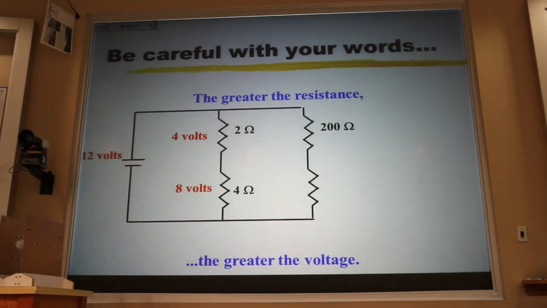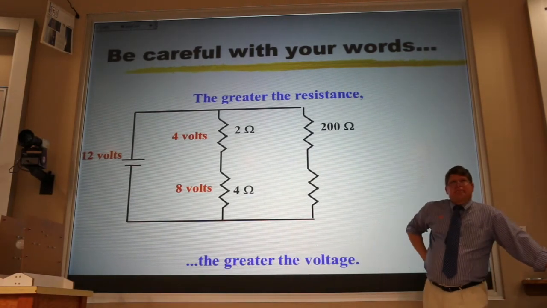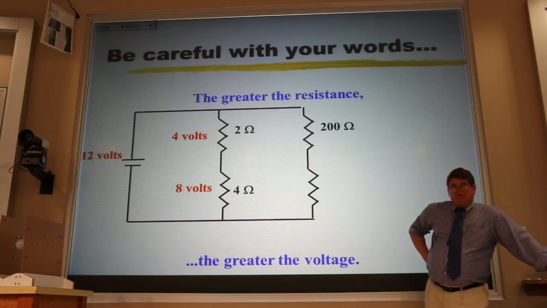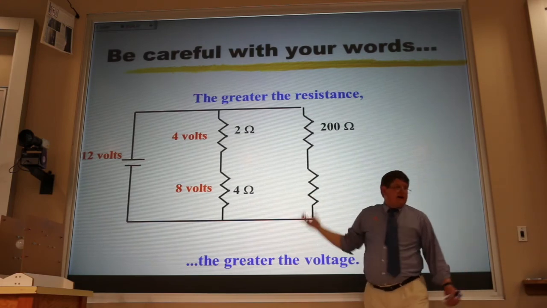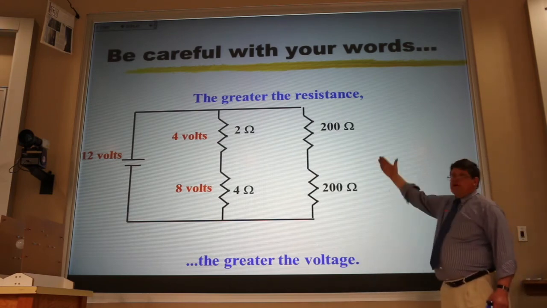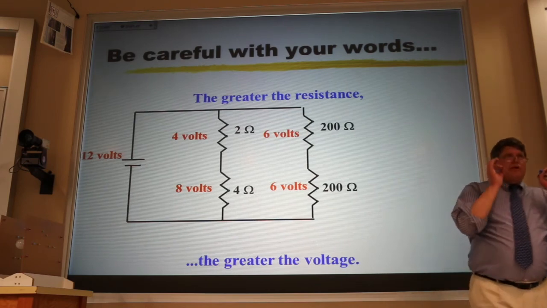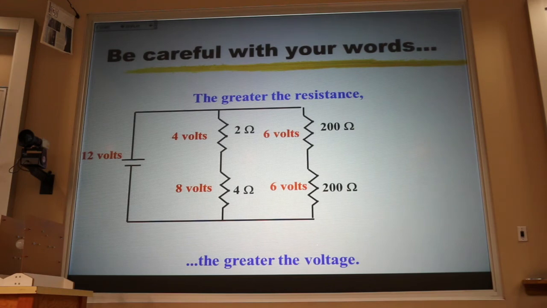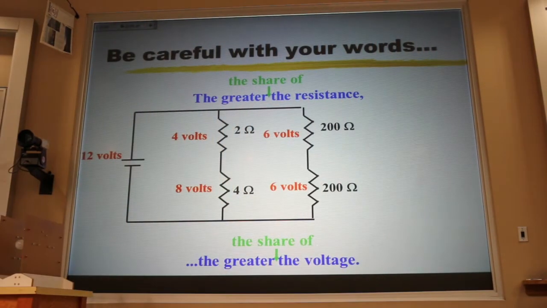If you want to know how many volts are across this 200 ohms, what information do you need? What is this sharing the volts with? I got to know what this is. If that's another 200, then it's going to split 50-50, 6 and 6. Okay? So, you don't want to say the greater the resistance, the greater the voltage. You want to say the greater the share of the resistance on that series path, the greater the share of the voltage along that series path.